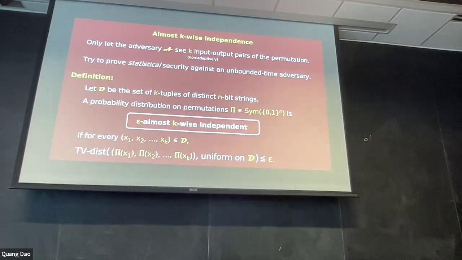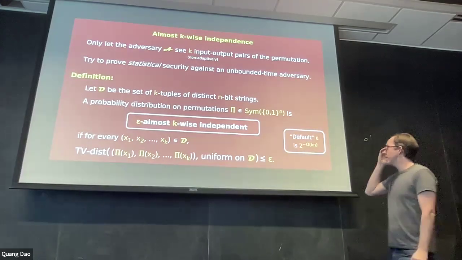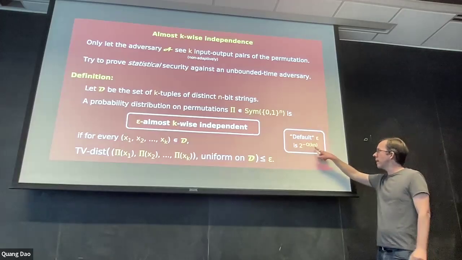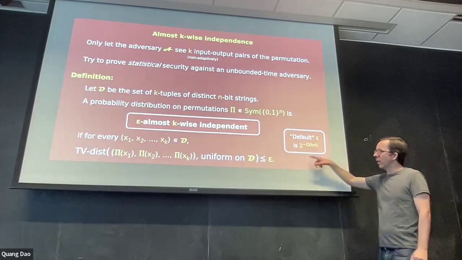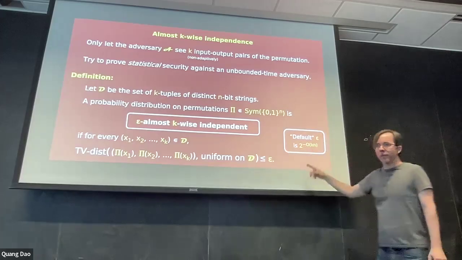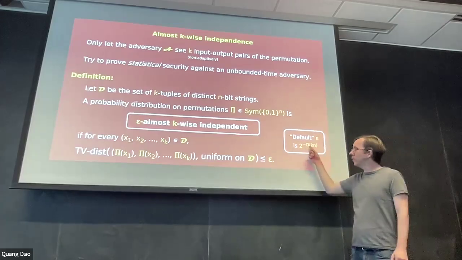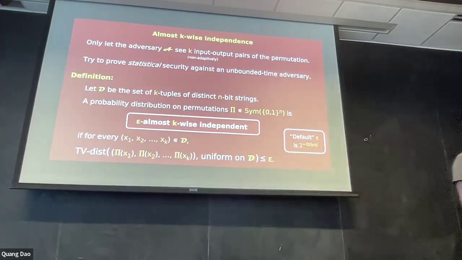In this talk there are a lot of parameters, so I'll have a default value for epsilon that we'll sometimes use. The default value is 2 to the minus kn, since the size of D is basically 2 to the kn. If epsilon is smaller than even 1 over that, that would be a really excellent value of epsilon. Any questions about this definition?